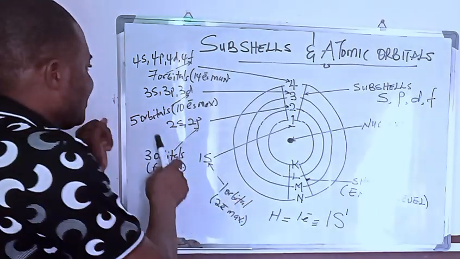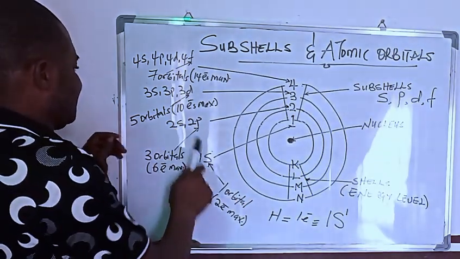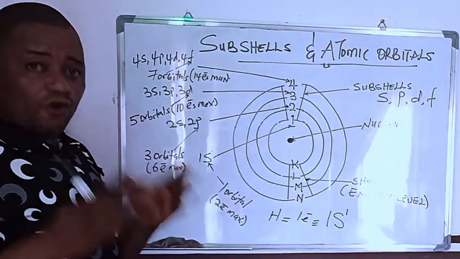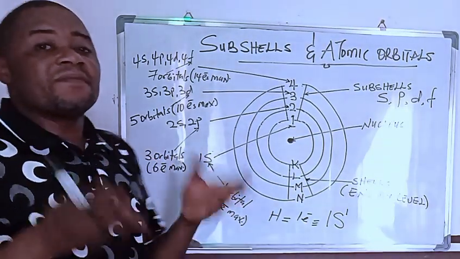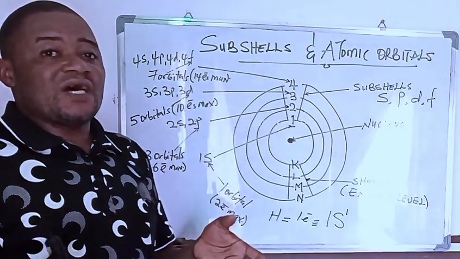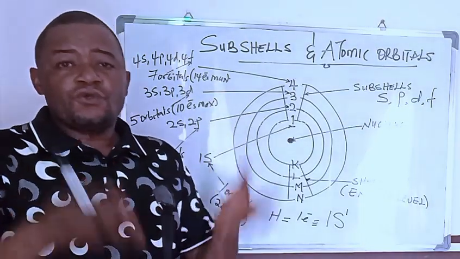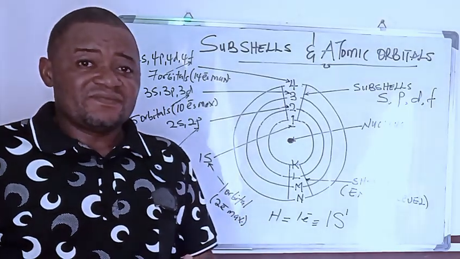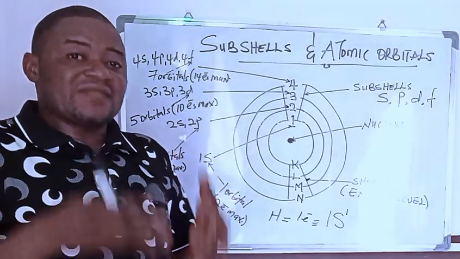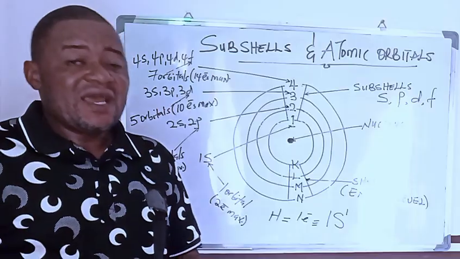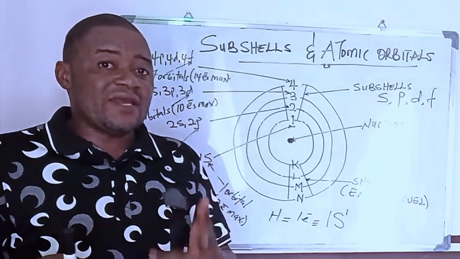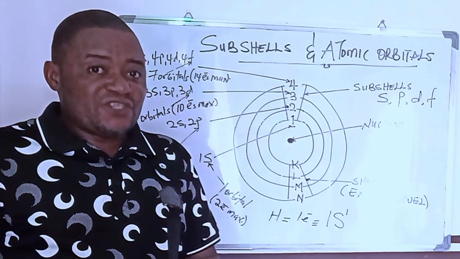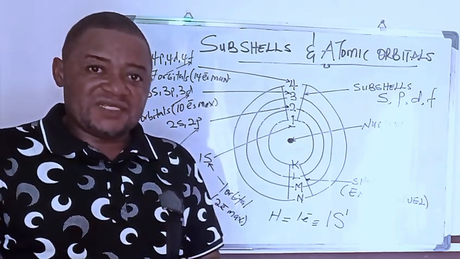So if the P subshell has 3 orbitals, then it's going to have a maximum of 6 electrons. And that's why you have 1s2, 2s2, 2p6. You cannot have more than 2p6 because there are only 3 orbitals in that subshell, which is P, and each orbital houses just 2 electrons. So with 3 orbitals in the P subshell, it is 6 electrons maximum.